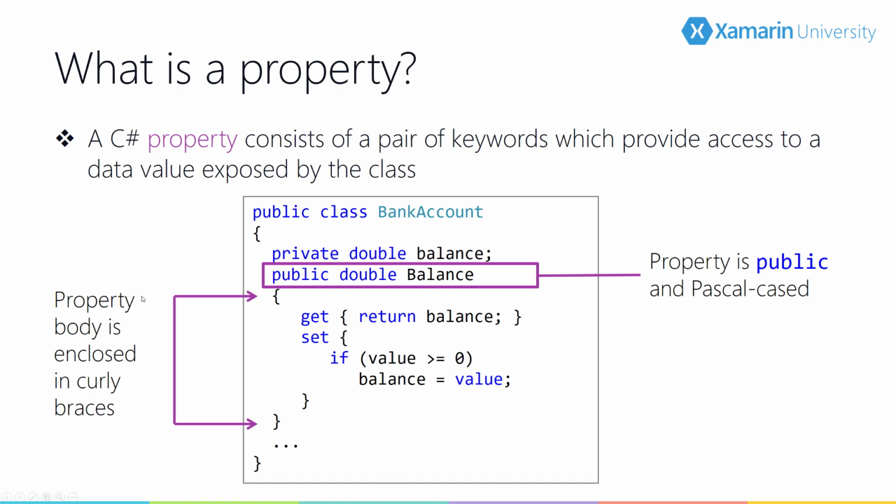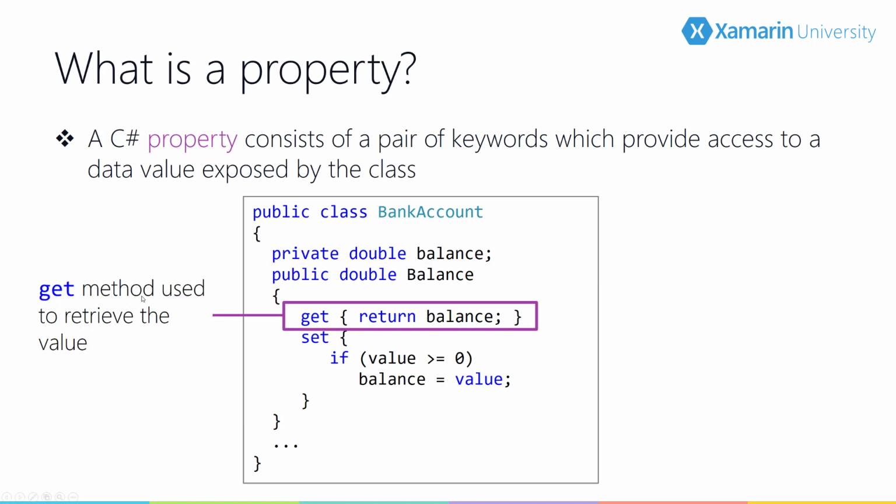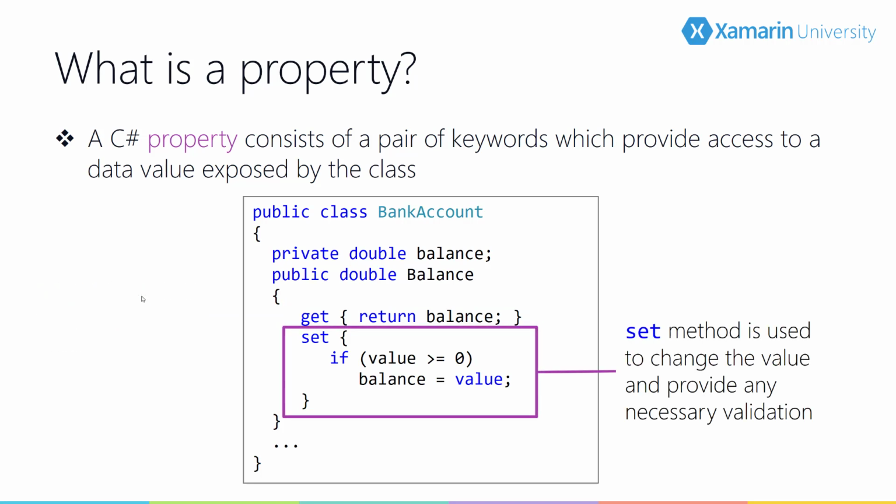The getter defines when we're trying to retrieve the value of the property. So in this case, we'll return the lowercase private balance. And the setter will update the value. So in this case, we can add our logic here to make sure we never go negative. So we say if value is greater than or equal to 0, then update the value of the balance.